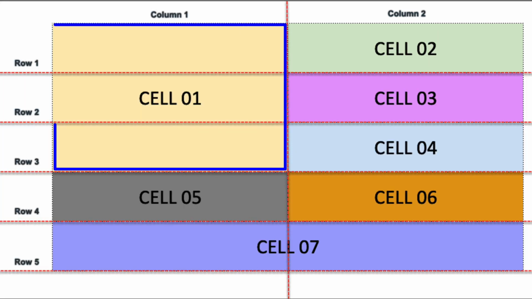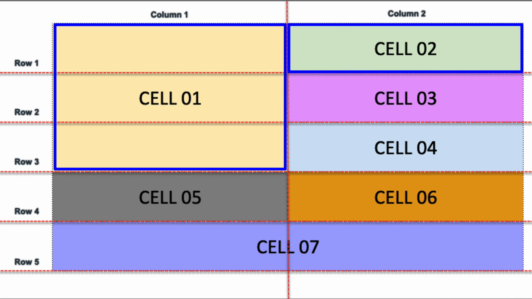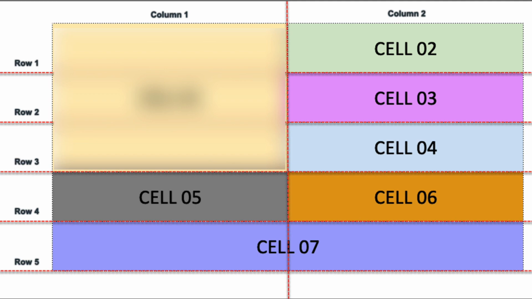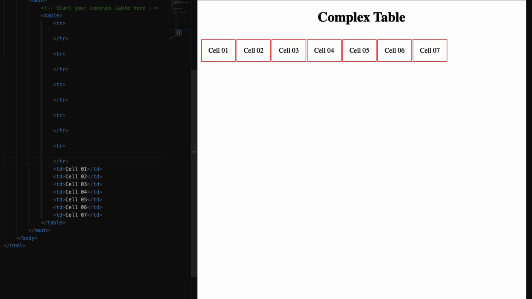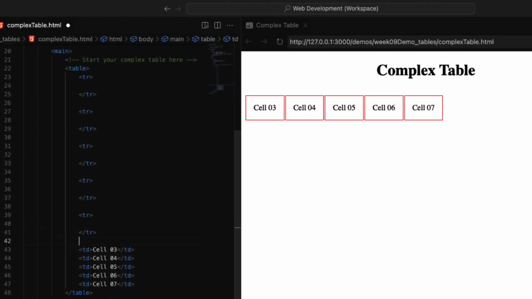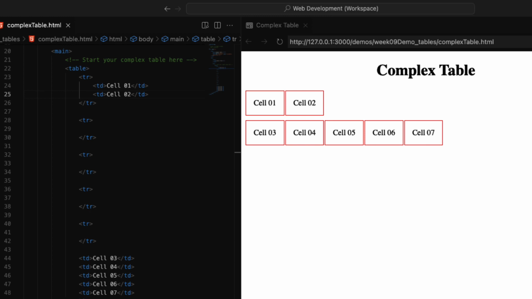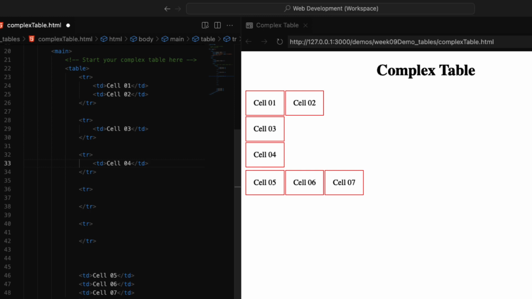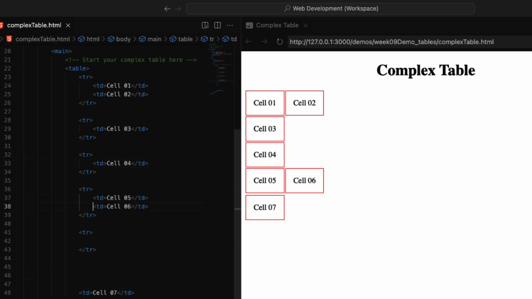Knowing now that cell 1 is going to be in row 1, but so is cell 2. And when we get to row 2, we already have cell 1 in row 1, so we can't put it into row 2, but we can put cell 3 into row 2. Let's try it out. I'll move cell 1 and 2 into row 1. Then I'll move cell 3 into row 2. Cell 4 goes into row 3. Cells 5 and 6 go into row 4. And cell 7 is the only thing in row number 5.